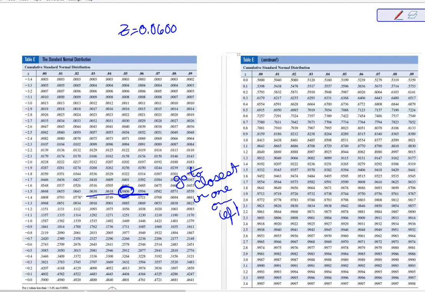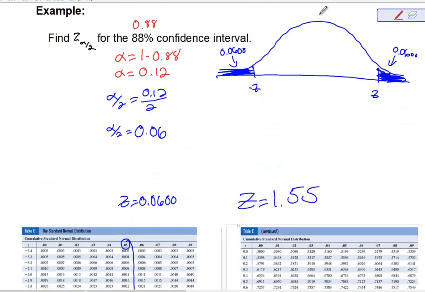Then we're going to follow that out, and I get negative 1.55. So the z that I'm going to be using, again, use the absolute value, is 1.55. Because remember, when I put this into my formula, it takes into account the positive and the negative as far as my margin of error. Okay? You'll want to practice some of these, finding out the different z's for different confidence levels.